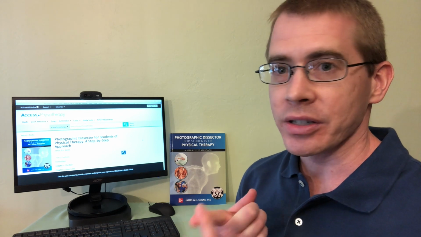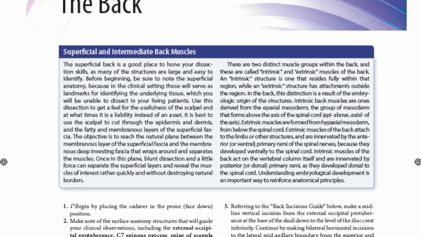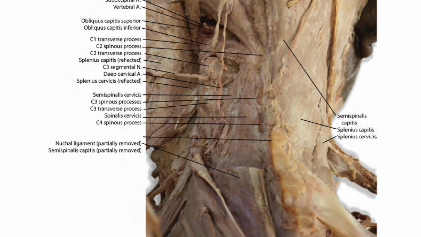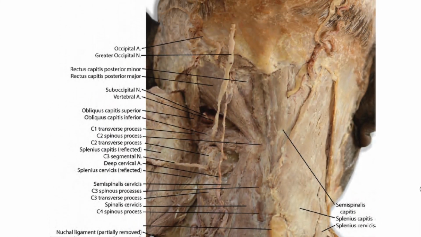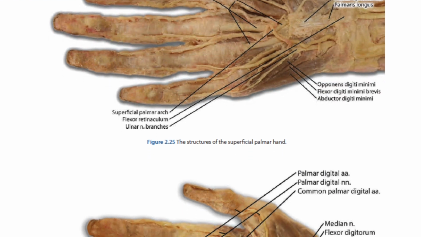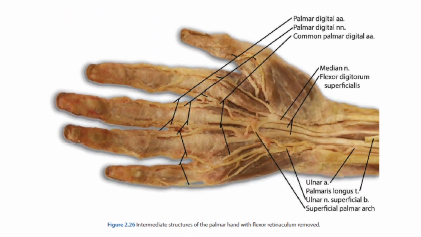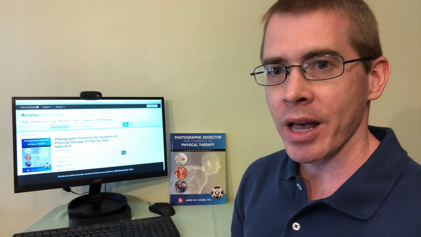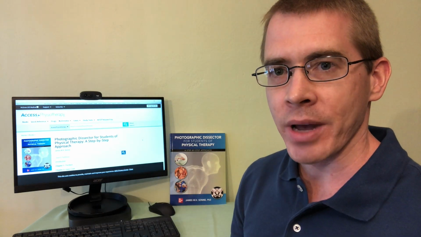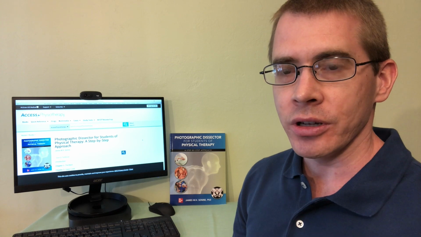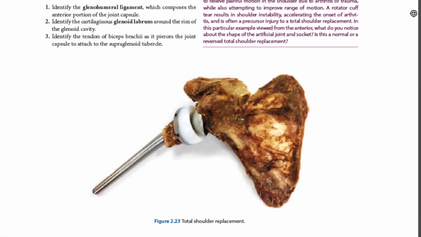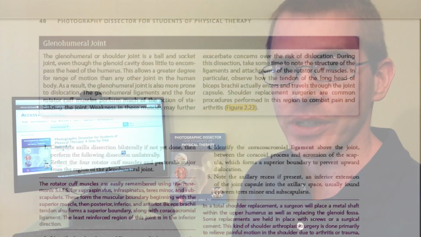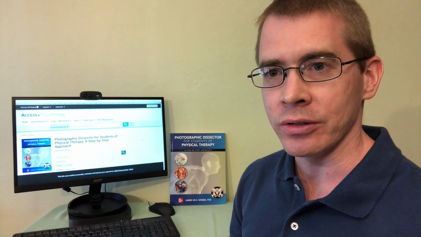It features step-by-step detailed dissection instructions with pictures, photographs of actual cadaveric dissections at various stages of dissection throughout the textbook, showing each individual step not only in written format but in photographic format as well. Also included are clinical correlates designed specifically for the musculoskeletal emphasis of physical therapy students.